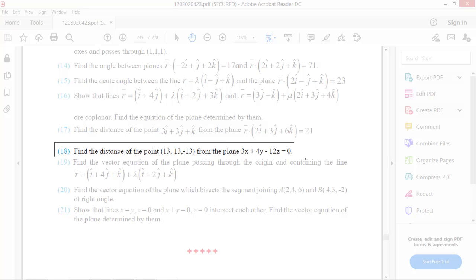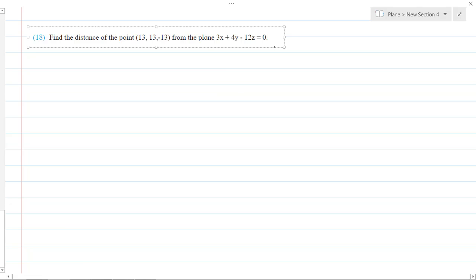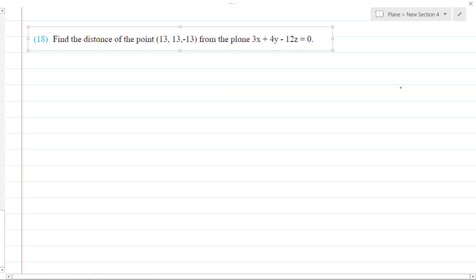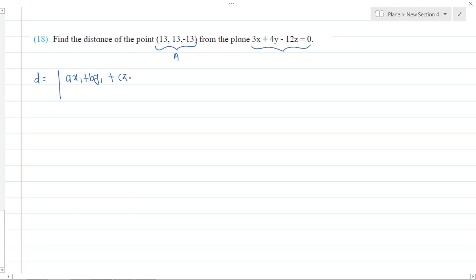Again it is based on the distance formula. Now you will solve this definitely. Find the distance of this point A from the given plane. Let's directly write down the distance formula, which is equal to mod of ax1 plus by1 plus cz1 plus d, divided by root of a square plus b square plus c square.